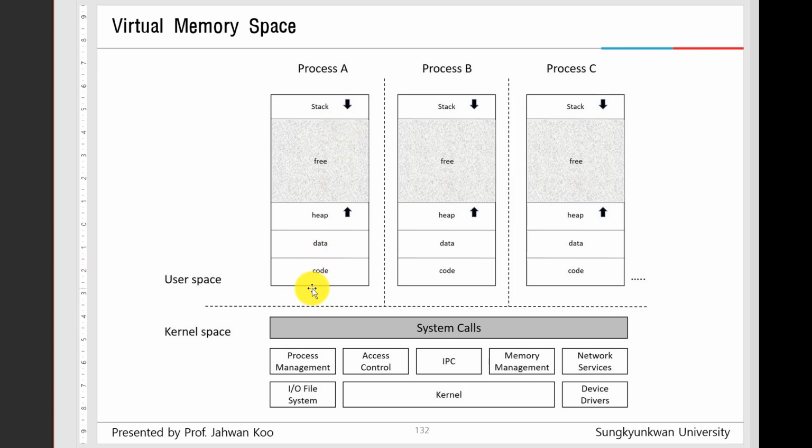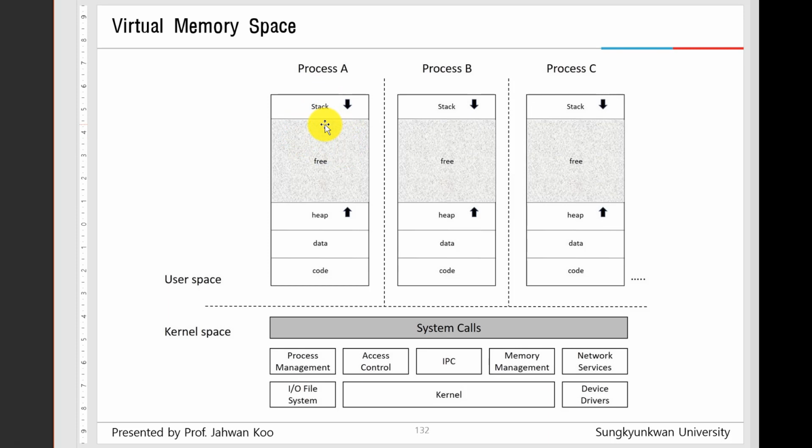Code is the instructions of the program. Data, the static variables used by the program. Heap segment. Memory can be dynamically allocated at the process runtime in this area. This area is called heap or heap memory. And next, stack. The stack is dynamically growing and shrinking as functions are called or returned.